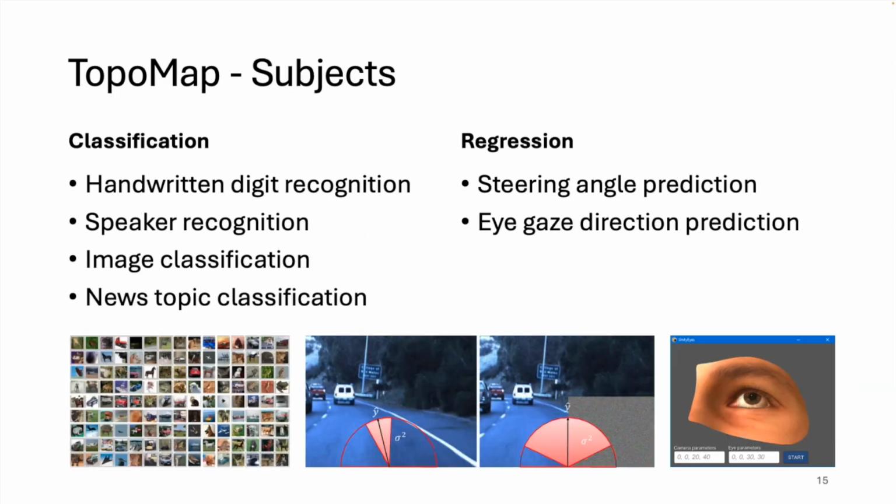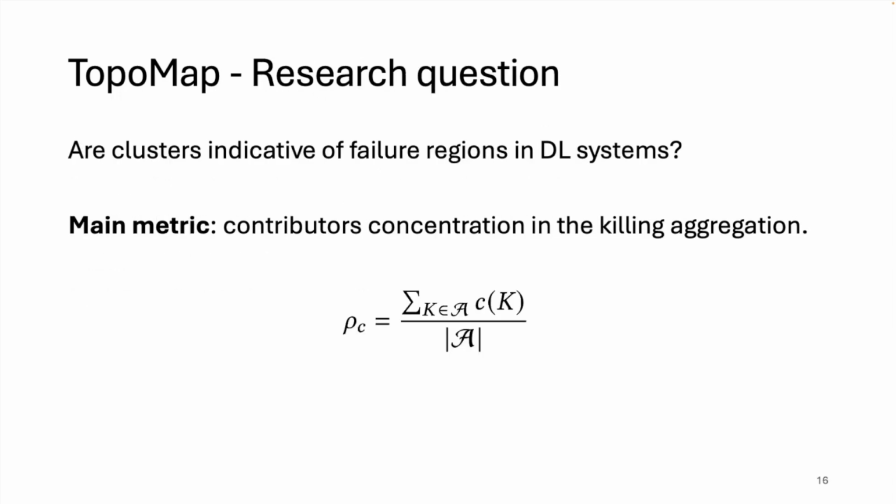Our approach has been applied to several different subjects, spanning from classification to regression. In particular, we also used different data domains, for example, speaker recognition, text classification with news articles, autonomous driving, or prediction of the eye gaze direction. So our approach aims to be extended to many more domains than the work in the state of the art.